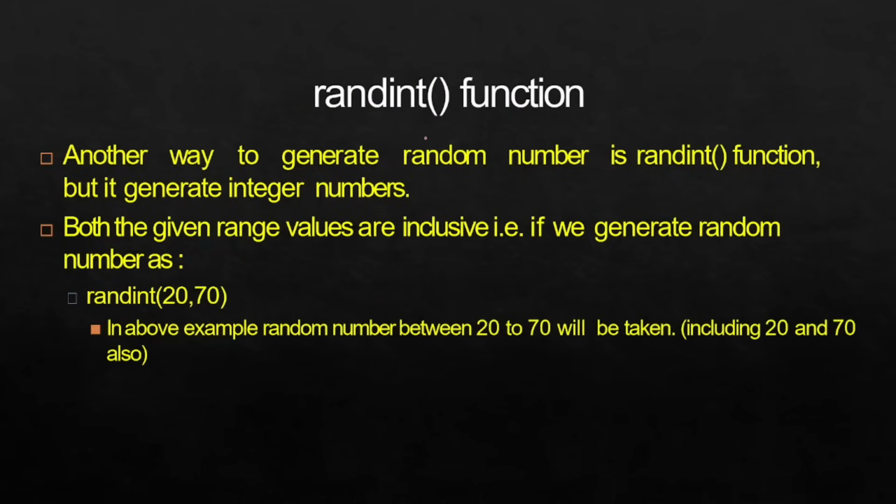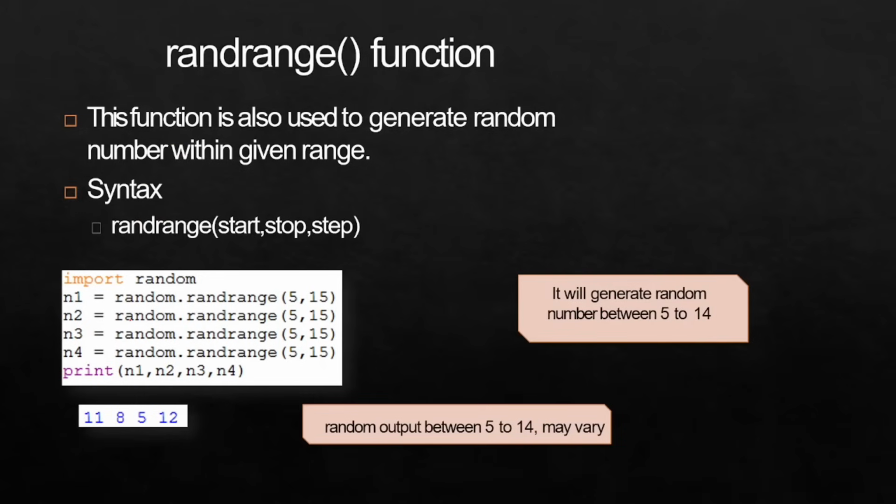Next, what is randint? For example, if you give 20 comma 70, you have to mention integer numbers only. It will not provide floating point values. It will take 20, the first number, and also the last number. Another one, randrange: if you give random.randrange of 5 comma 15, it takes the first value, but it won't take the last value.